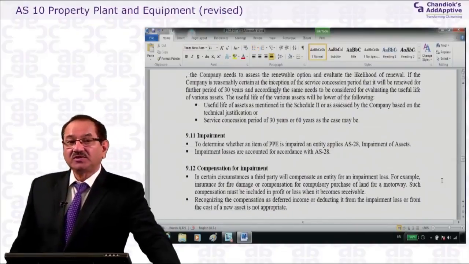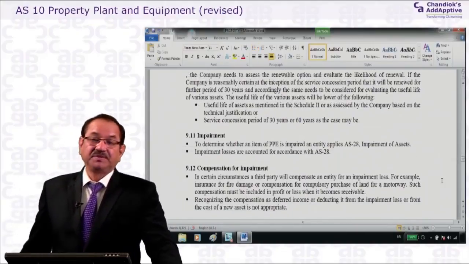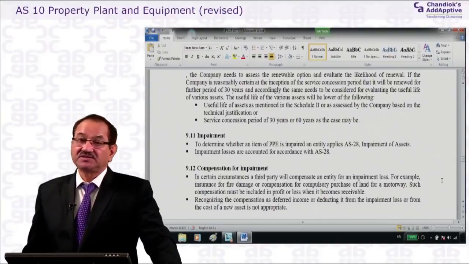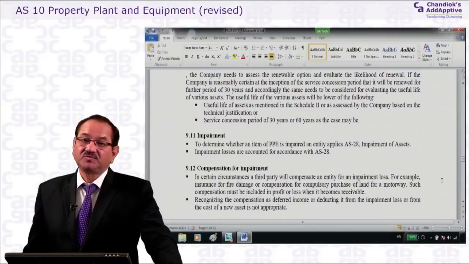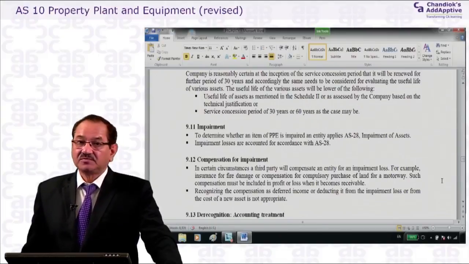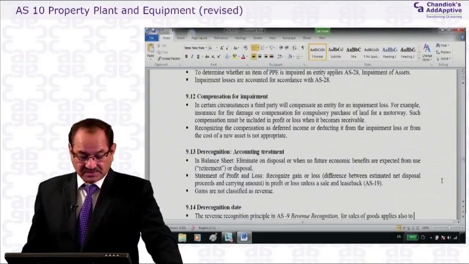There we talked about PPE. Now PPE, property, plant and equipment, is subject to impairment. That is accounting standard 28. Impairment has to be done for that, and that has been discussed in accounting standard 28.